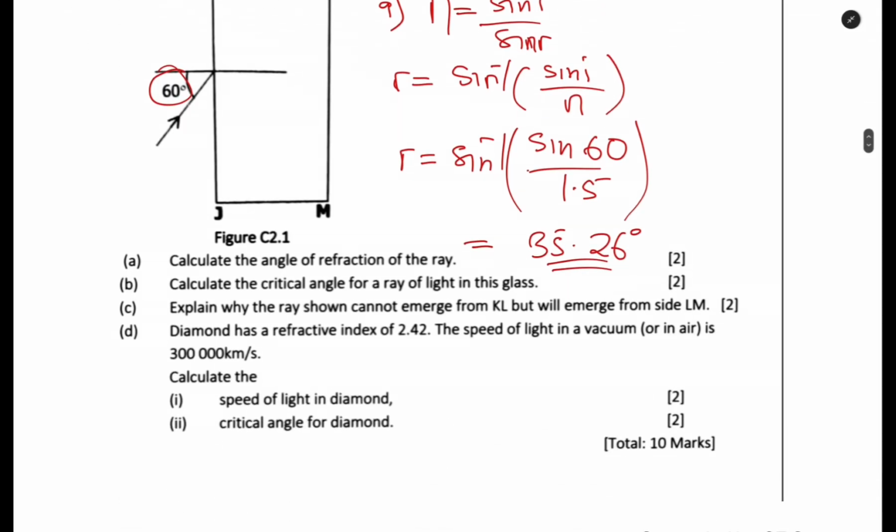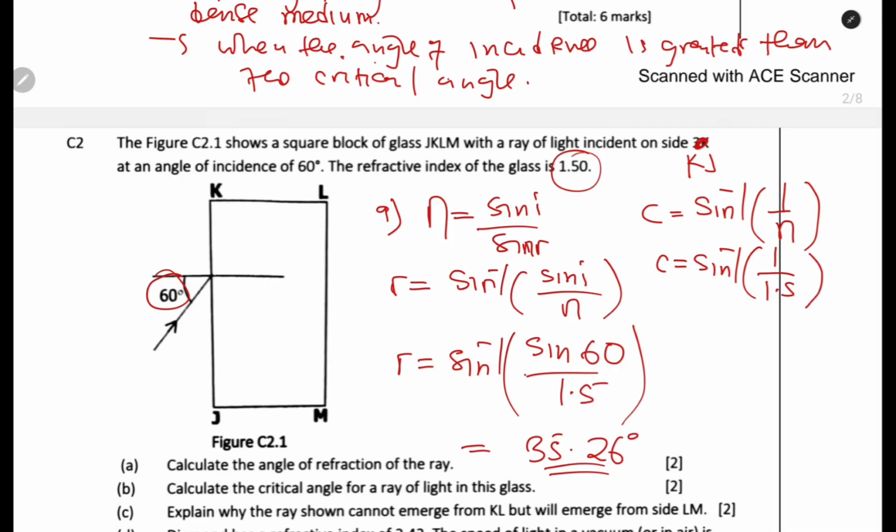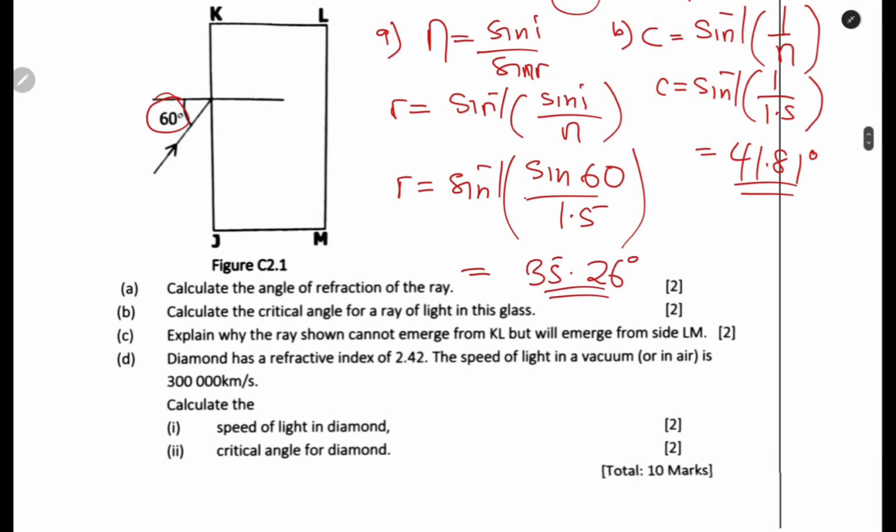Then calculate the critical angle for the ray of light in this glass block. How do you find the critical angle? Critical angle C is equal to sine inverse of 1 over the refractive index. We're still going to use this refractive index, so C is equal to sine inverse of 1 over 1.5. If you calculate and find the inverse angle, we find 41.81 degrees. So this is the B question, and this is the A question.